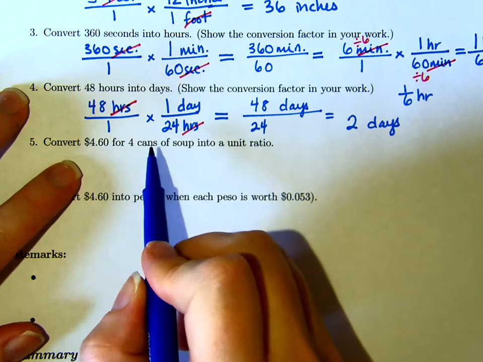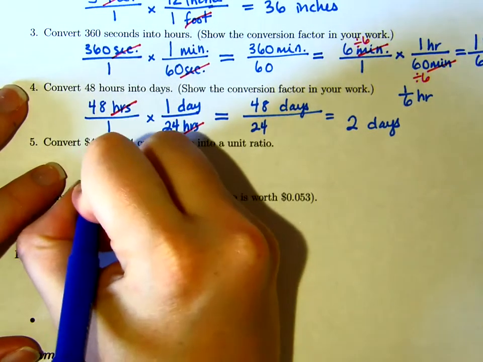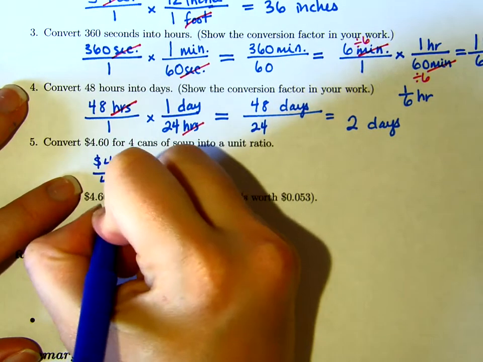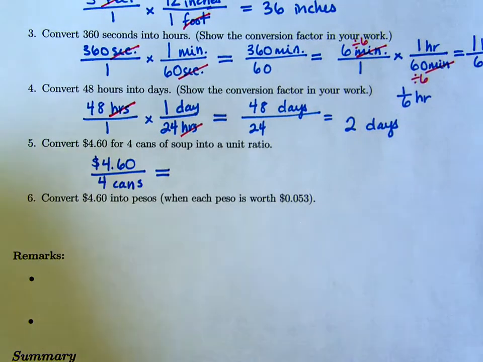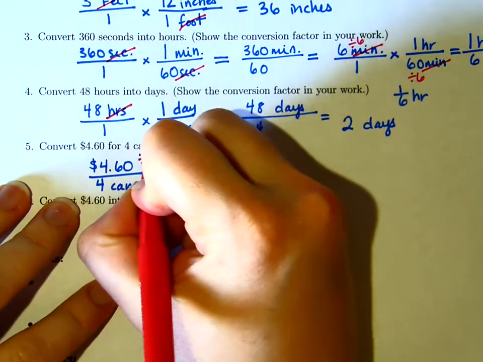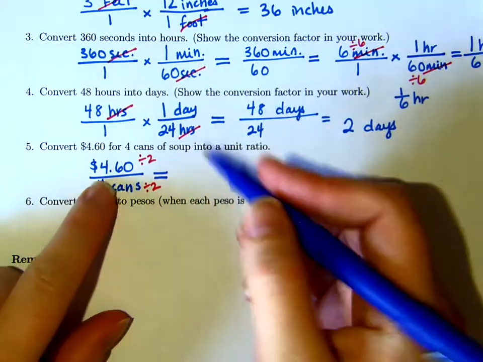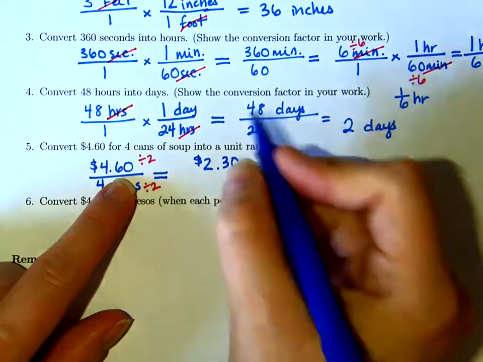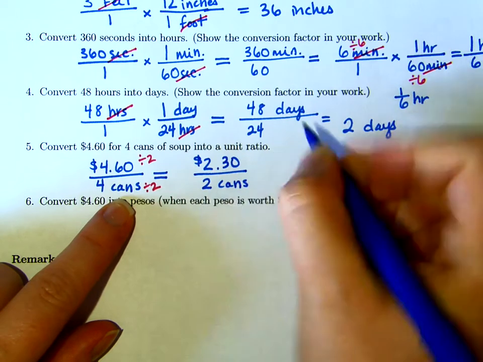$4.60 for 4 cans of soup. Write it as a unit ratio. $4.60 for 4 cans. Scale it down. I'm going to scale it down by 2 just because I can do that in my head. Half of 4 is $2. Half of 60 cents is 30 cents. And half of 4 cans is 2 cans.